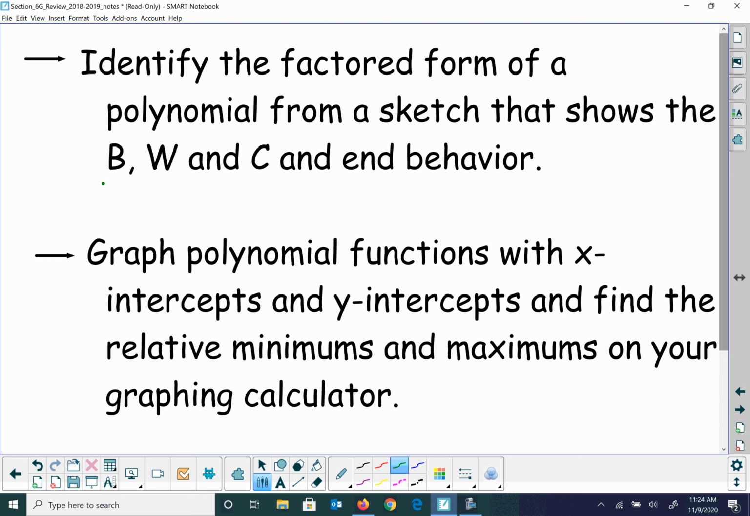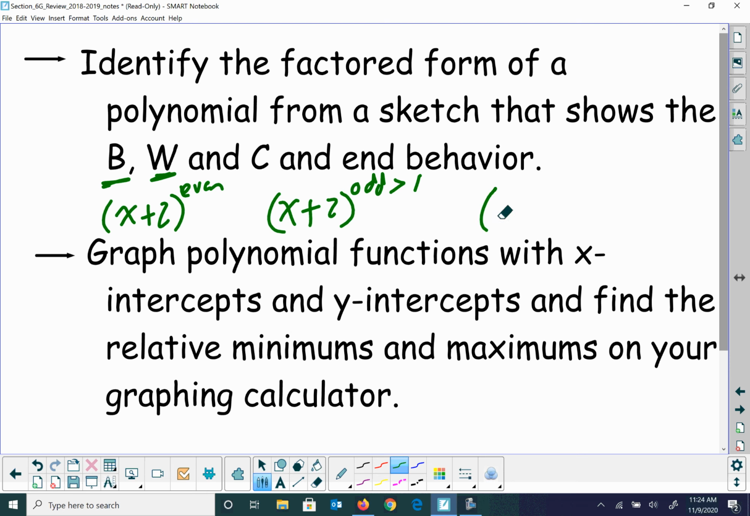Okay, so the bounce. A bounce is going to happen if you had something like this raised to an even power. A wiggle is going to take place when you'd have something like this, an odd number greater than 1. So it could be to the third, to the fifth, and so on. And a cross would be if you had x plus 2 to the first power just one time. This would be for a crossing. So cross, this is your wiggle, this is your bounce. And we'll do an example at the end as well.